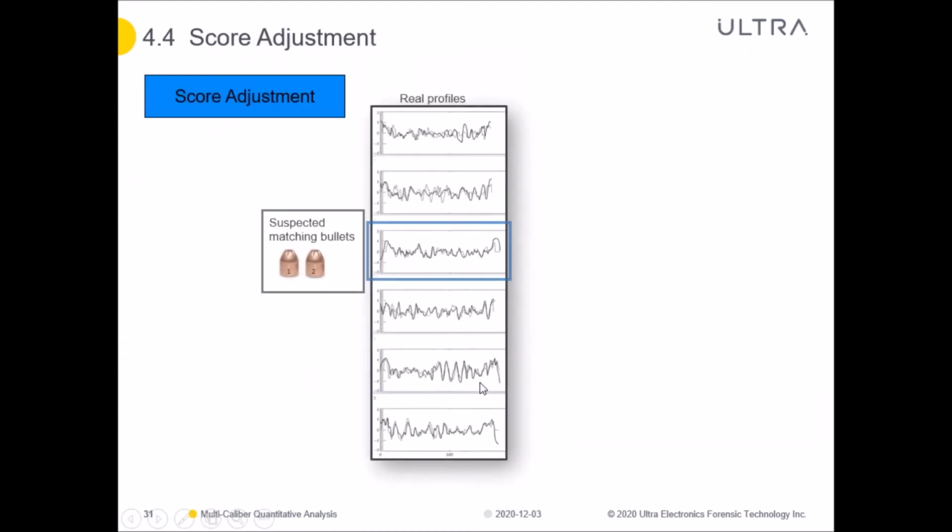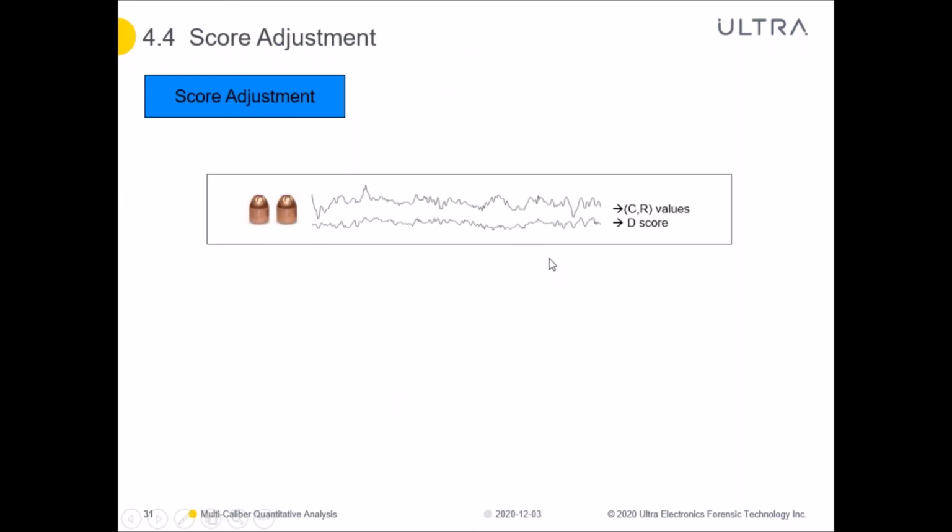And here's how we do this. I have a suspected matching pair of bullets. We correlate them together, and let's say we pick the pair of lands with the highest score. I have those 2 profiles. We correlate them to get the objective identification score, and we can actually get the personalized CNR values. I mean, the average land width, the average absolute local slope, and we know that they have 6 lands. Now, we keep that in mind.